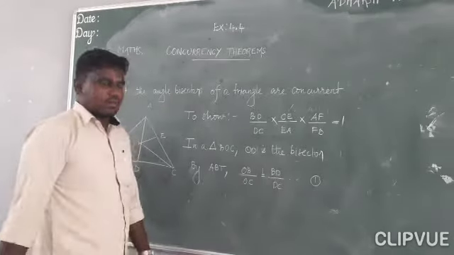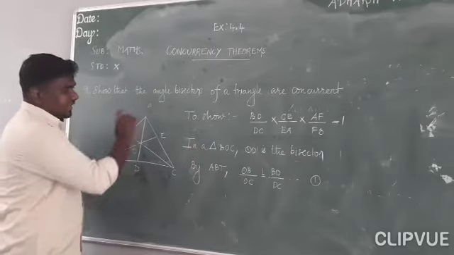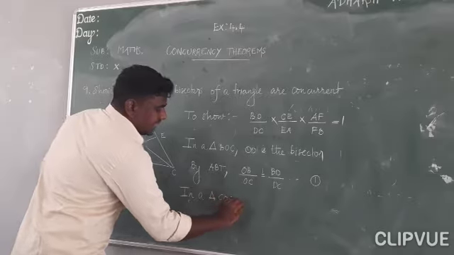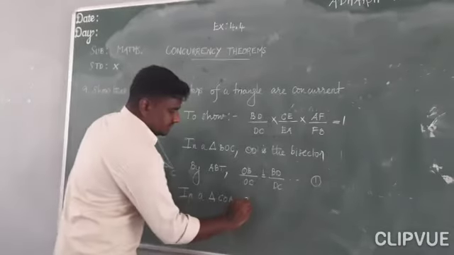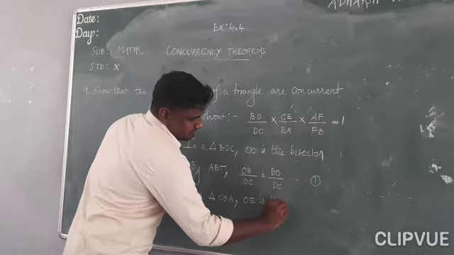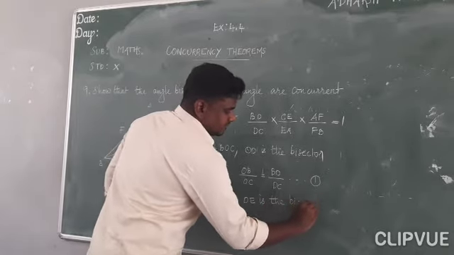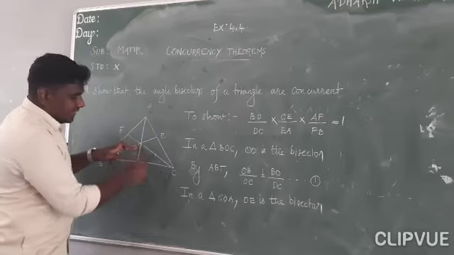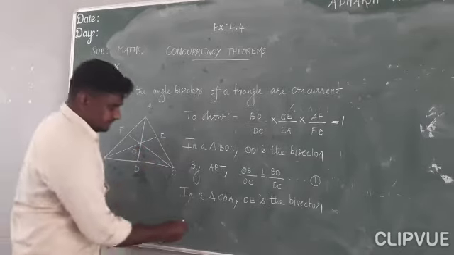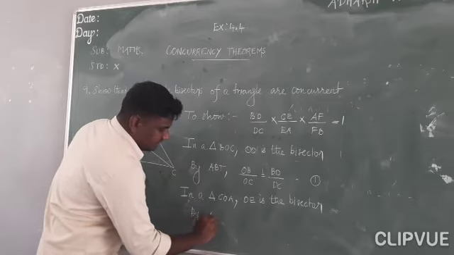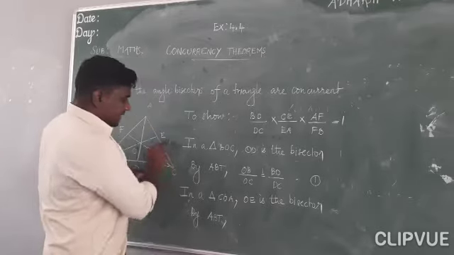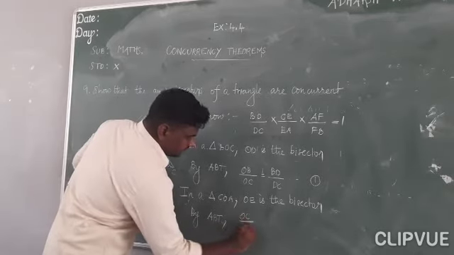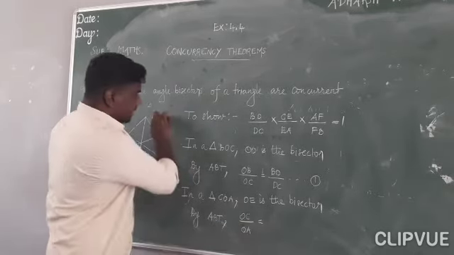This is equation number 1. Like that, in triangle COA, this OE is the bisector. So OC by OA is equal to CE by EA by ABT. Or you can write OC by OA equal to CE by EA.